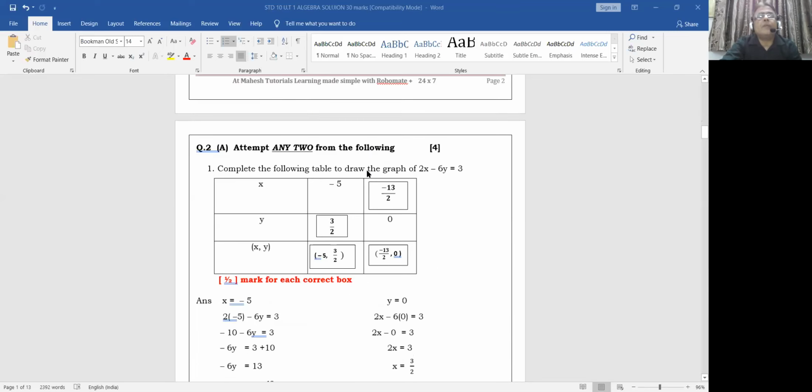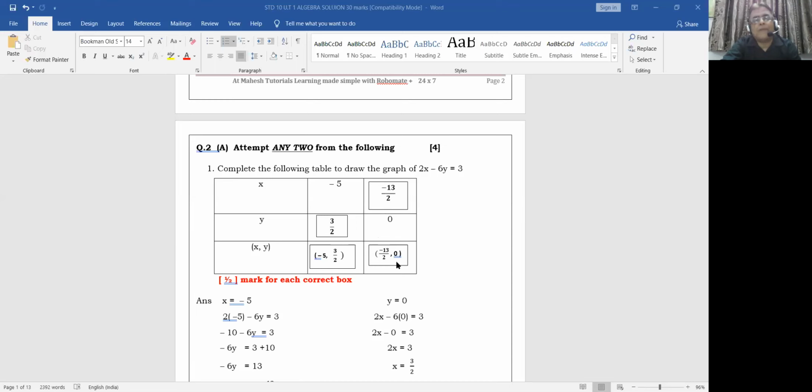Okay, next one. Question number 2, we have to attempt any 2 out of 3. First activity. We don't have to draw the graph. We just have to fill in the boxes. First box, minus 13 upon 2. Second, it is 3 upon 2. Next, third box, minus 5, comma 3 upon 2. And the last one, minus 13 upon 2, comma 0.